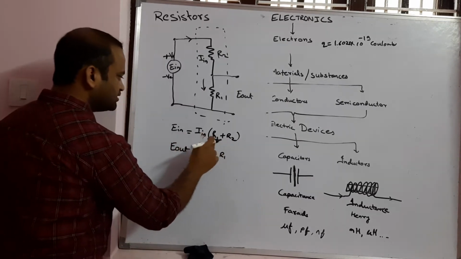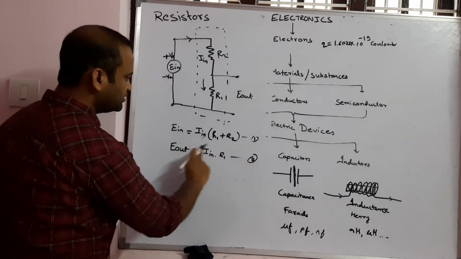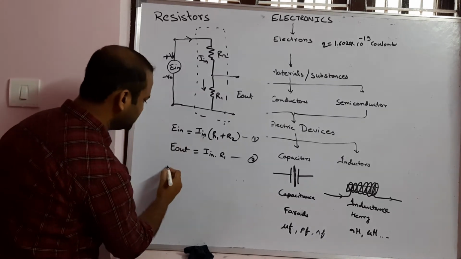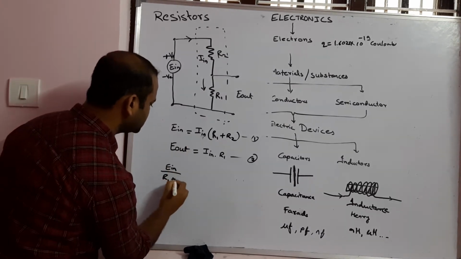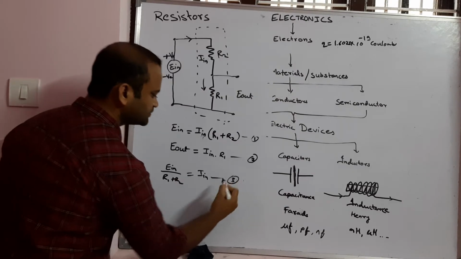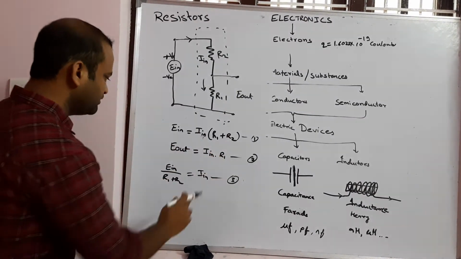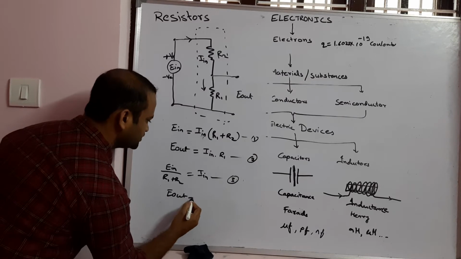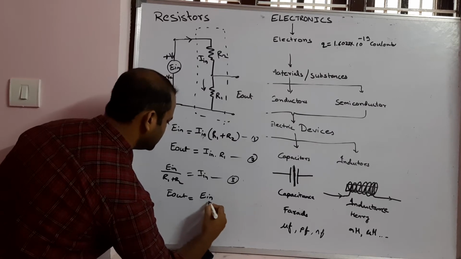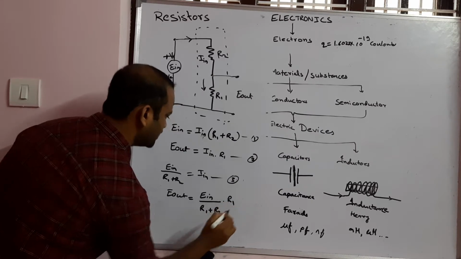Now, this is equation 1 and this is equation 2. In equation 1, if you move the R1 plus R2 to the left hand side and divide by E in, then E in divided by R1 plus R2 is equal to I N. Now this becomes equation 3. Now if you substitute equation 3 in equation 2, then we get E out is equal to E in divided by R1 plus R2 into R1.